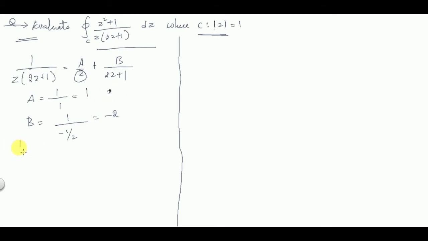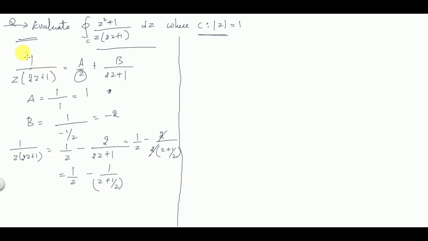So this will be 1 by z into 2z plus 1 will be equal to 1 by z minus 2 divided by 2z plus 1. So it will be 1 by z minus 2 by, so it will be z plus 1 by 2. So 2 and 2 get cancelled out. So what you are left over is 1 by z minus 1 by z plus 1 by 2. So in the place of this we can write this.